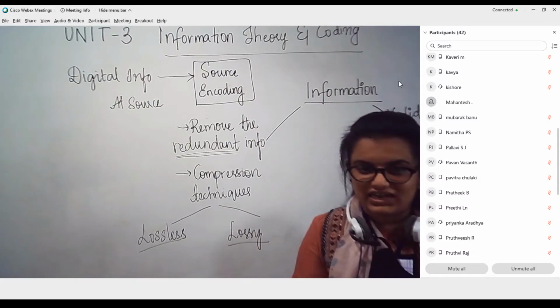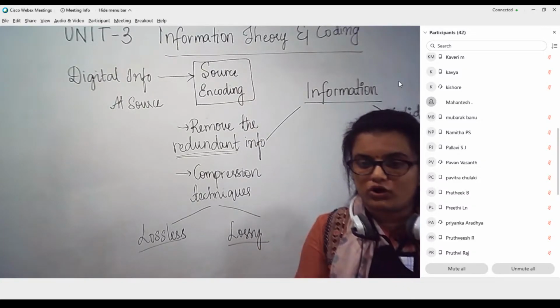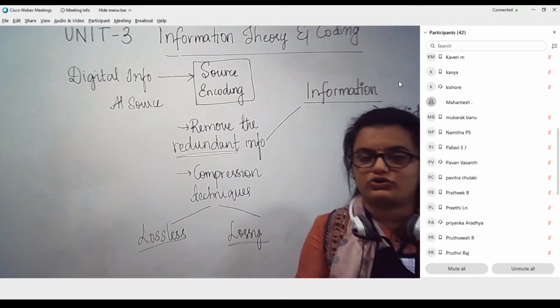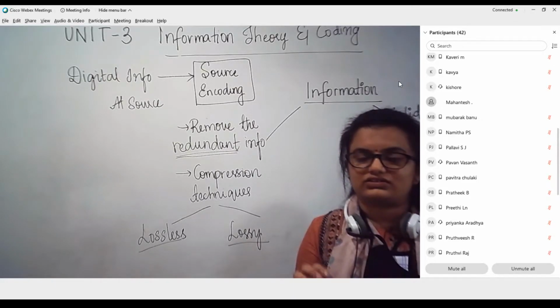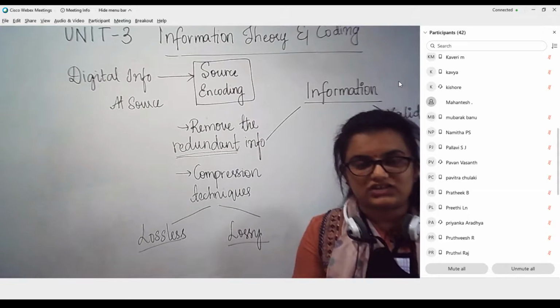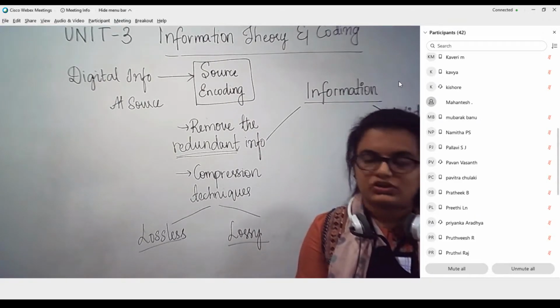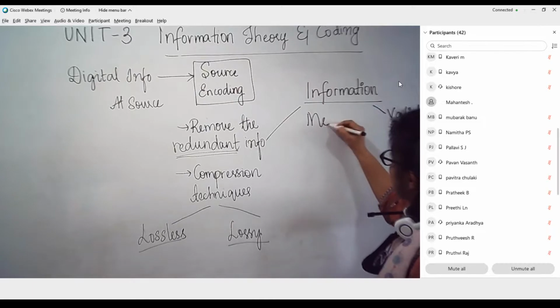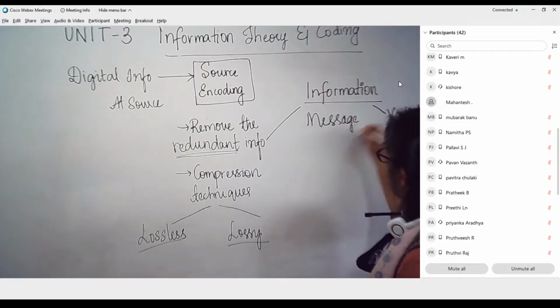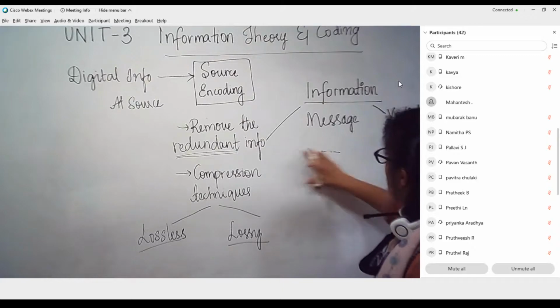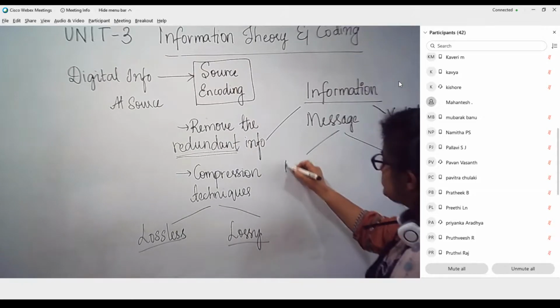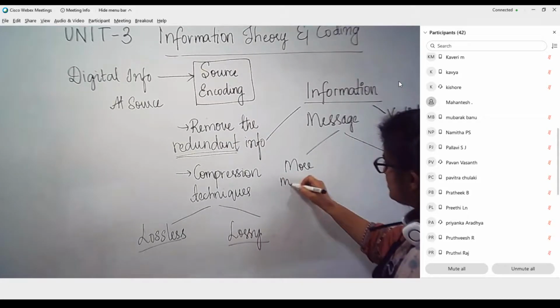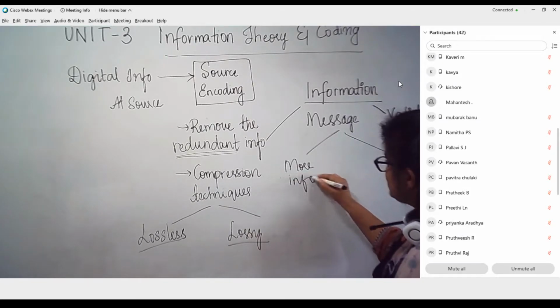Rather, let's say I am going to say that tomorrow you are not going to have the class, or tomorrow you are going to have the quiz. Then that is a message which carries more information within it. So any message can be classified in terms of the amount of information it carries. One is a more information message, the other one will be less information.